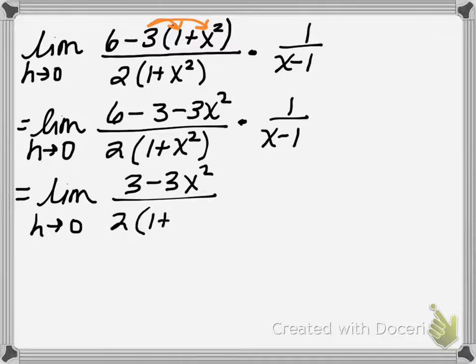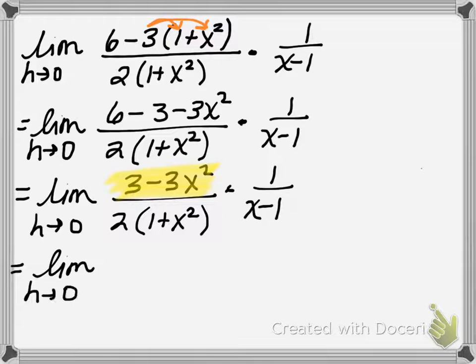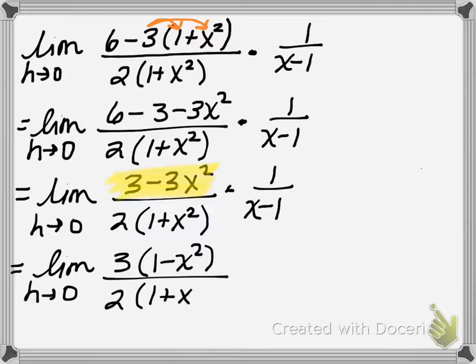And then notice that there is a common factor in that numerator. So 3 minus 3x squared, we can factor out a 3. So the limit as h approaches 0 of 3 times the quantity 1 minus x squared, all divided by 2 times 1 plus x squared, times 1 over x minus 1. So we're super close to being able to divide out the x minus 1. We're not quite there yet, but we do notice that 1 minus x squared is a difference of perfect squares. So we'll be able to factor that into 1 plus x times 1 minus x.